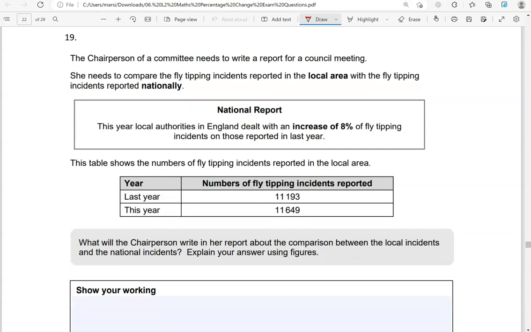The chairperson of a committee needs to write a report for a council meeting. She needs to compare the fly tipping incidents reported in the local area with the fly tipping incidents reported nationally. National report: this year, local authorities in England dealt with an increase of 8% of fly tipping incidents on those reported last year. This table shows the numbers of fly tipping incidents reported in the local area. So we've got last year 11,193, this year 11,649. What will the chairperson write in a report about the comparison between the local incidents and the national incidents? Explain your answer using figures.